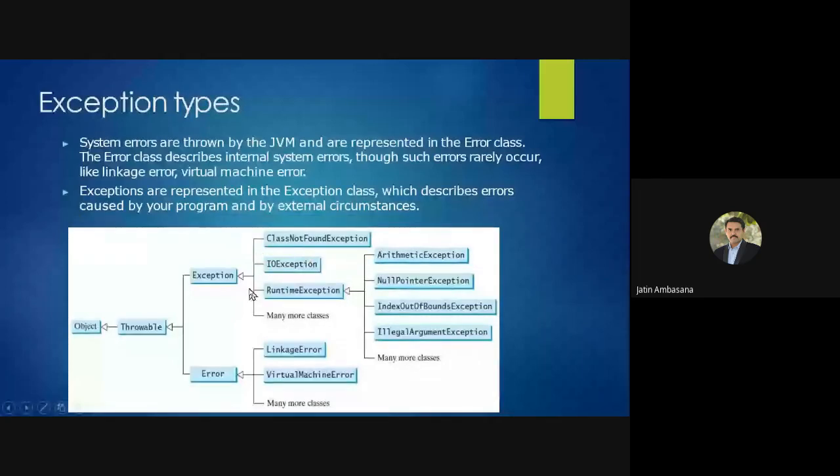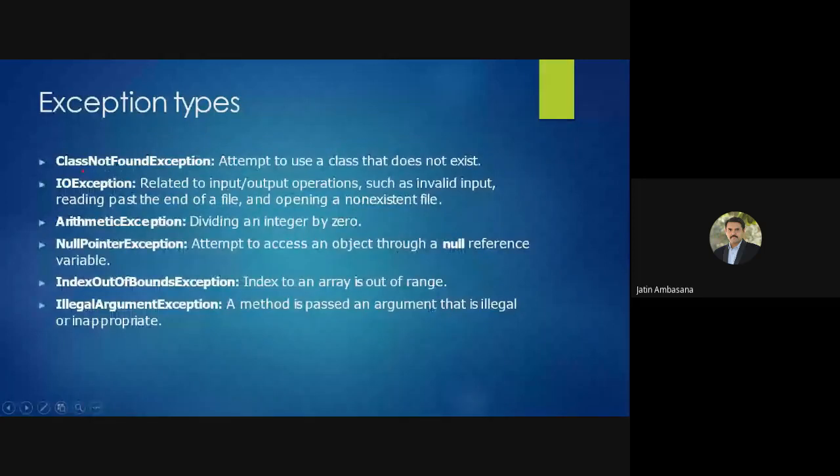Now see, these are some of the exception types that we regularly use, like class not found exception. If you attempt to use a class that does not exist, then it gives you class not found exception. Okay. Then you say IO exception. IO exception is related to input output operations, such as there is an invalid input, or maybe you are reading past the end of a file. You are trying to read the file, but the file has already ended. Okay. You are trying to open a non-existent file. Right? All this comes under IO exception. Okay. So we saw class not found exception and IO exception.